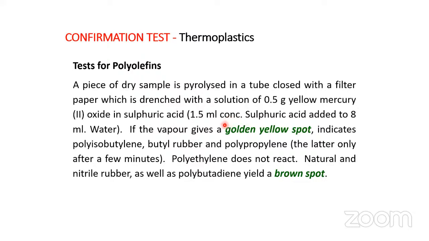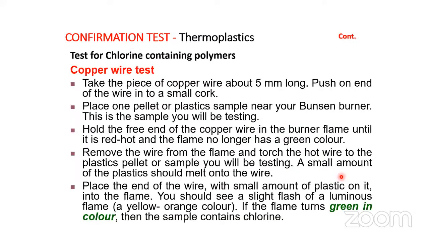This is one of the examples I have shown you here, during the pyrolysis process, as we have mentioned in recent slides. If you use this kind of technique, you will get some colored spot after burning the polymer. After observing this color spot, you will identify the type of polymer. So these are the confirmation tests generally available to identify thermoplastic and thermoset materials. Next is the test for chlorine containing polymers.